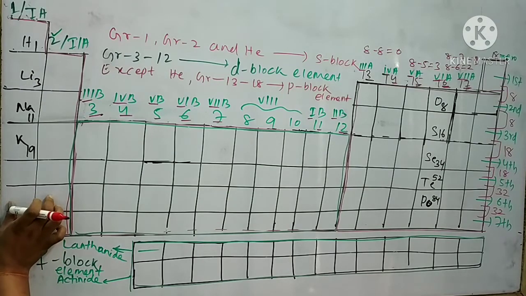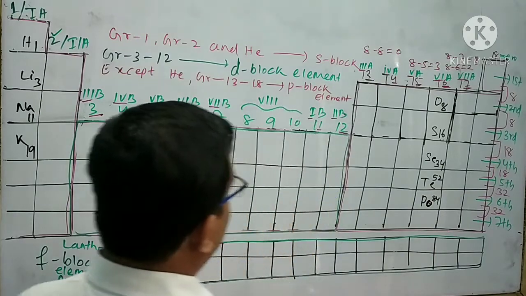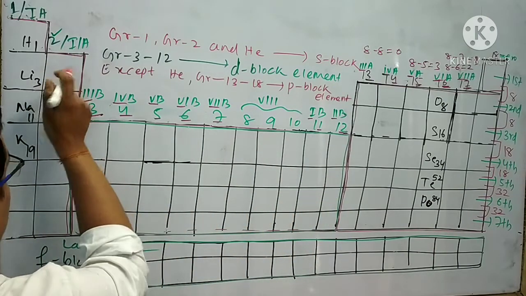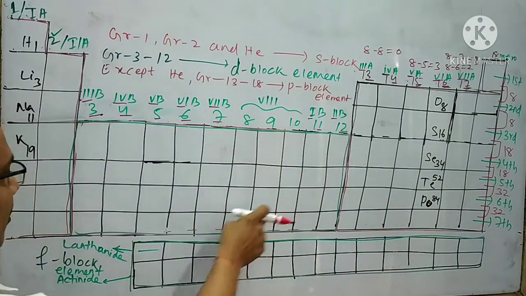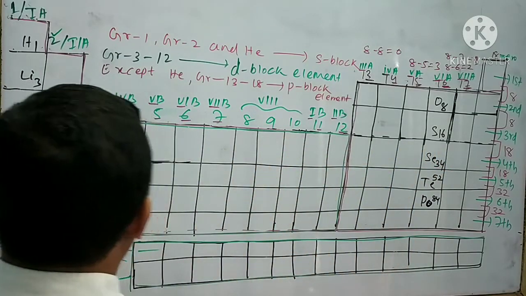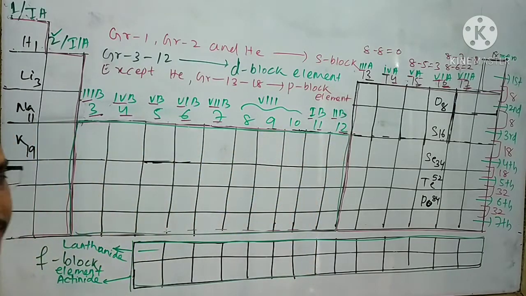In these two groups, letter A is present. In these 6 groups, letter A is present. In between these 2 groups and these 6 groups, letter B is present. The letter B starts from group number 3 to group number 12.